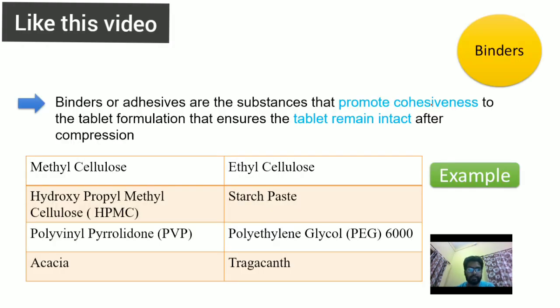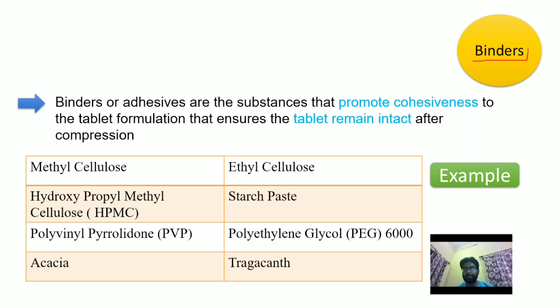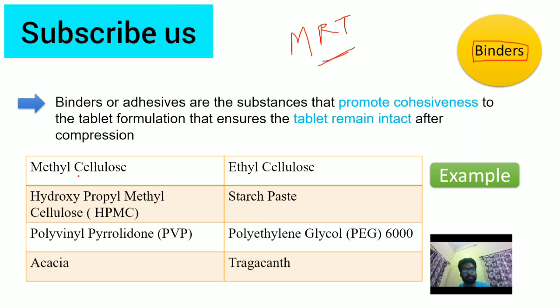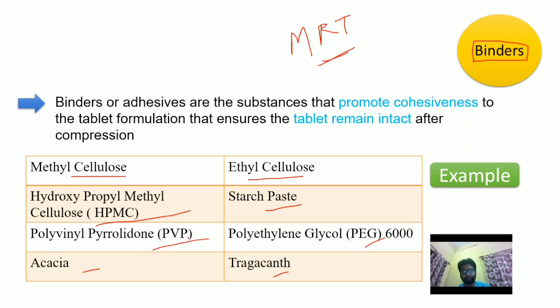Then coming to the next point, what is a binder? See, a binder is a very important ingredient in tablet preparation. And if you consider a modified release tablet, then binders have a very important role in modulating the release of the drug from the modified tablets. The binders generally used are methyl cellulose, ethyl cellulose, HPMC, starch paste, PVP, PEG, tragacanth, acacia. All these are used as binders. And see, acacia and tragacanth are the natural source binders.